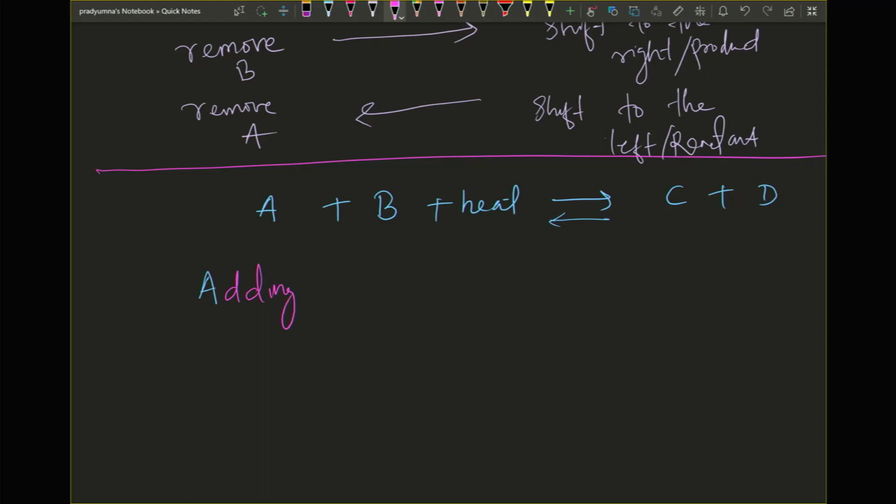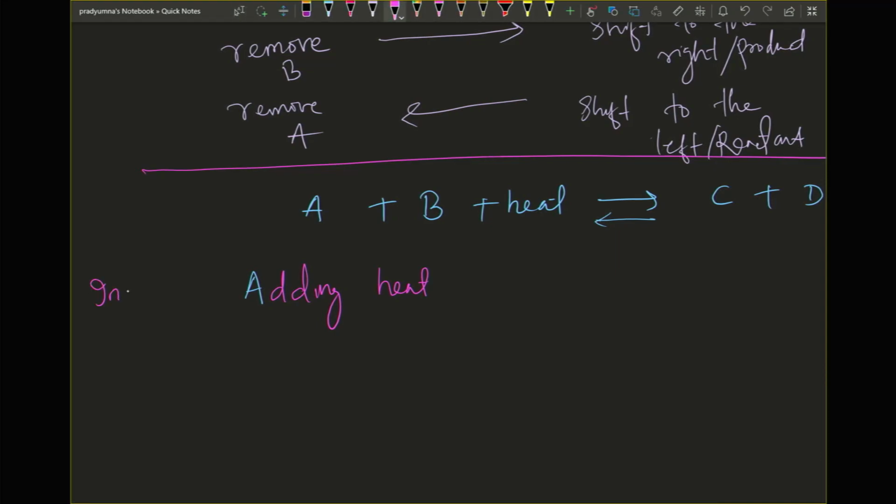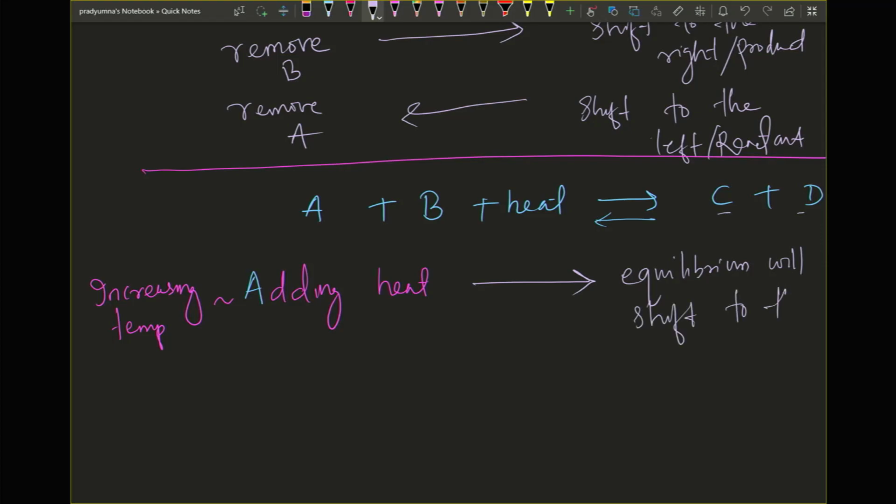So adding heat, or you can say increasing temperature, is equal to adding heat, right? So what's gonna happen if I add some more heat? My equilibrium will shift towards the right side. So this means I will produce more C and more D. Equilibrium will shift to the right, or you can call it product.